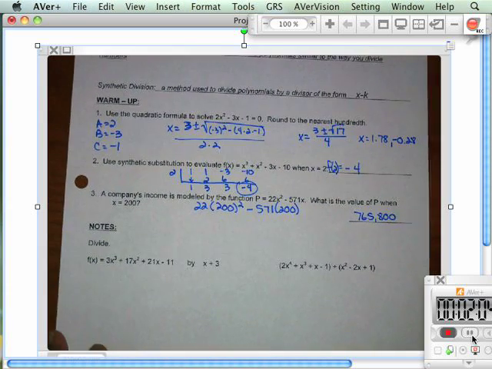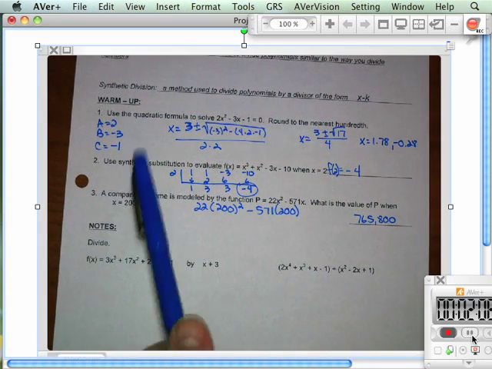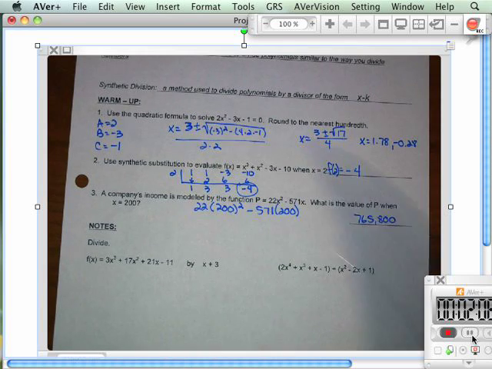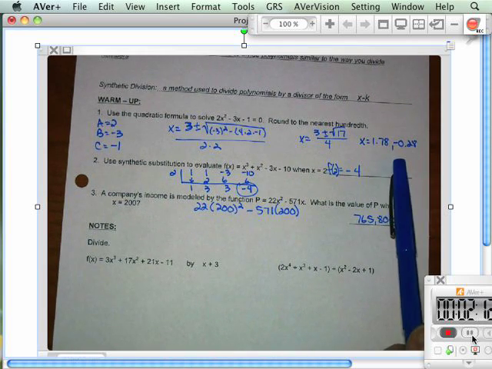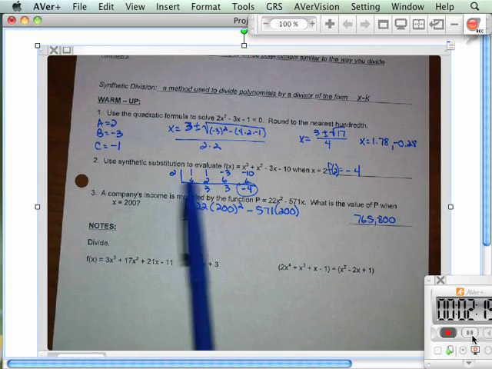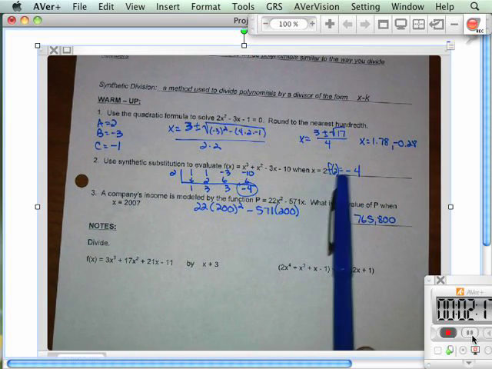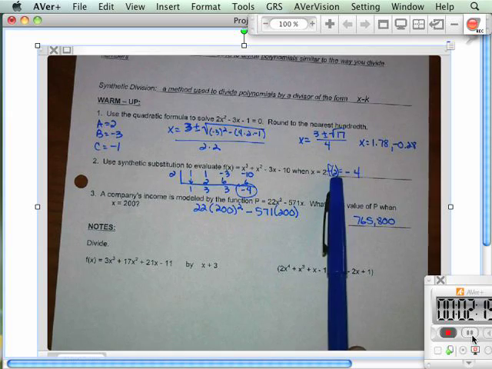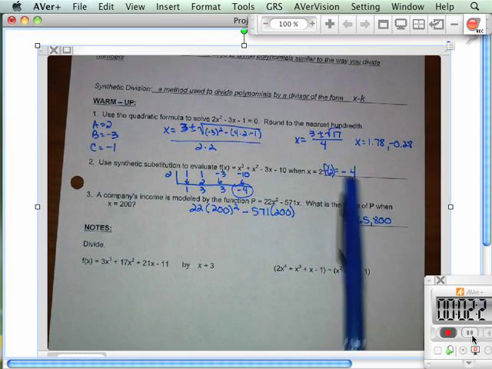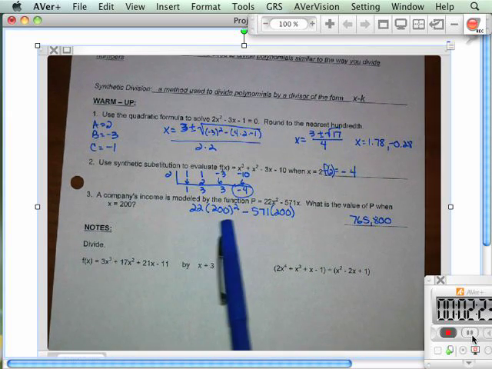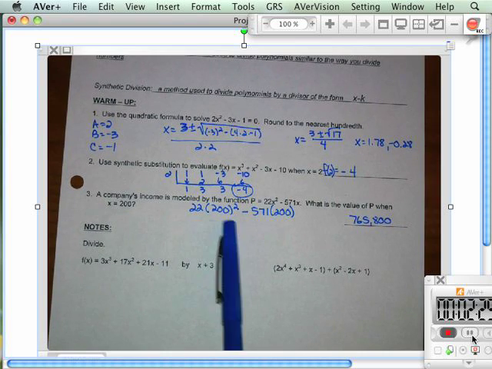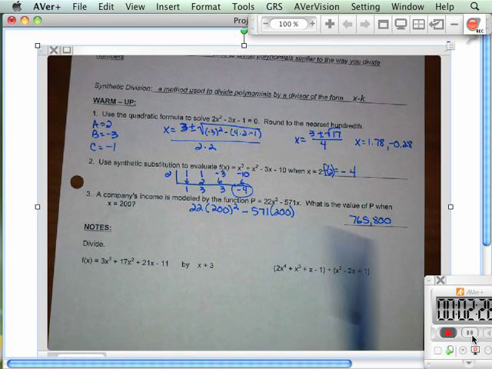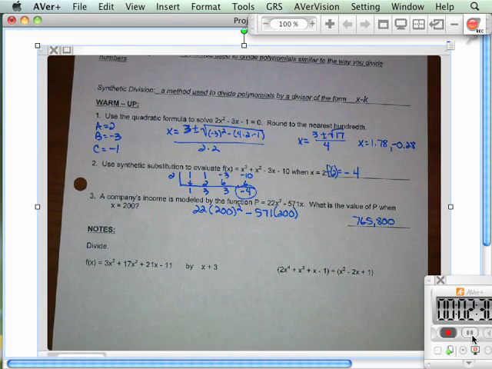Okay, here you go. Here are the answers. Pythagorean theorem: hopefully you remember it and didn't have to look it up. This is what you should get if you did it right. Synthetic substitution: you should find that f of 2, when you plug 2 into the function, gives negative 4. And here you just had to stick the value of x, which was 200, into the function, and you'd come out with 765,800.